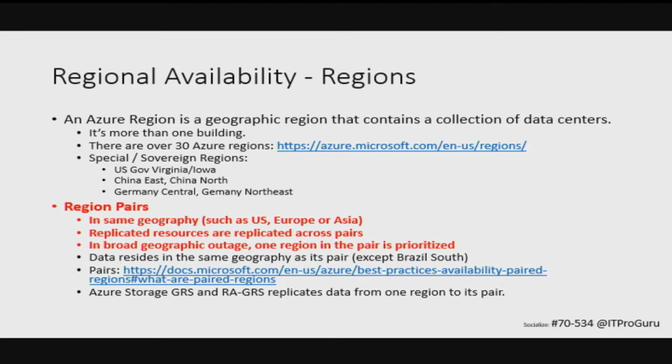So the East US is paired with the West US, right? So when you use storage and storage does the geo-replication, it goes to the West US. So if East US and West US both go down, only one of those will be prioritized to come up first, right? So when you do regional availability, outside other constraints, you want to be able to put your application in those pairs, right? Because if both go down, we're going to prioritize bringing one up.